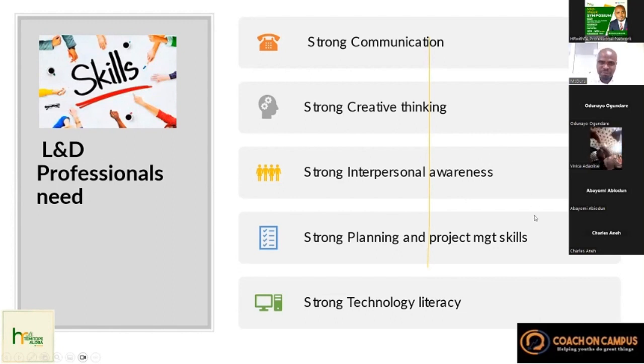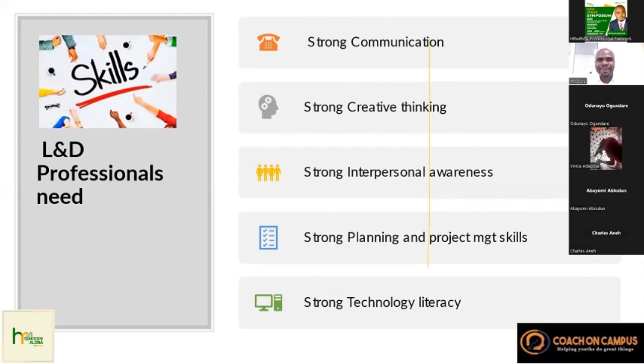Looking at the skills on the screen, which do you have? Which do you not have? Do a self-analysis of your skill set. Some of you may have even much more than this. Like I said earlier, there are other subset skills here that we cannot mention, but this comes very strong, especially in the L&D space.